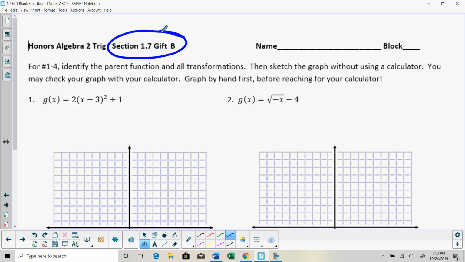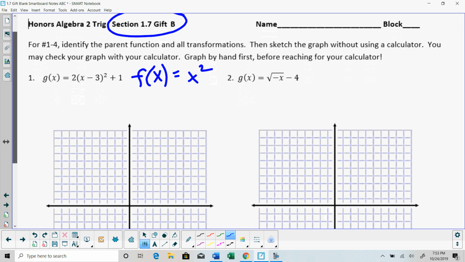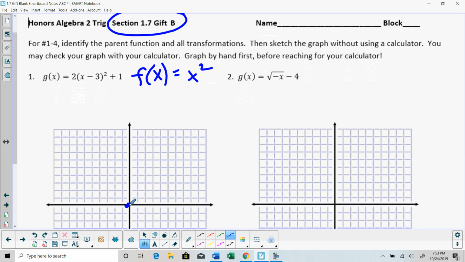All right. So in this first example, number 1, if we're looking at 2 times (x minus 3) quantity squared plus 1, I think we can identify that the parent function f of x would just be the x squared function. All right. And then just to remind everybody what the x squared function looks like, it goes through (0, 0), (1, 1), (2, 4), (-1, 1), (-2, 4). Hopefully you have a really good idea about this and that that's your parent function.